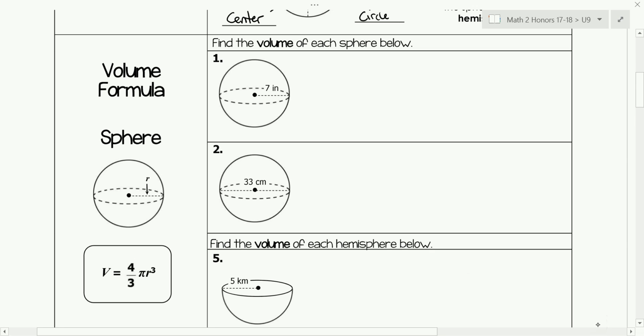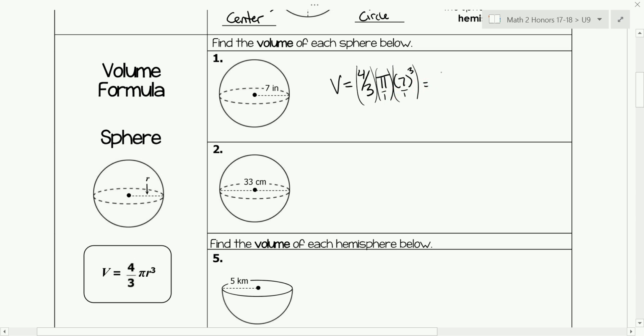So plugging this into our formula, our volume is 4/3 pi times our radius, 7 cubed. And if we're going to keep this in exact form, we're going to have to think of each of these maybe as a fraction. So this would be pi over 1. This would be 7 cubed over 1 maybe.